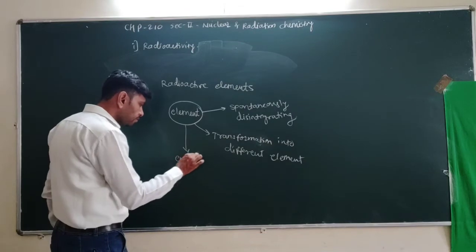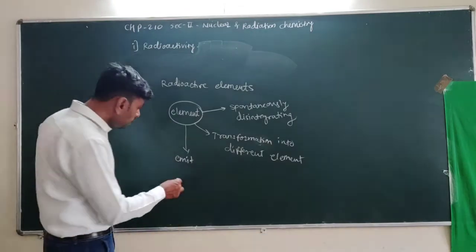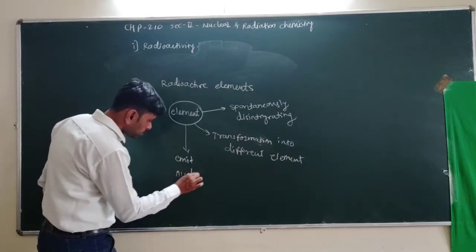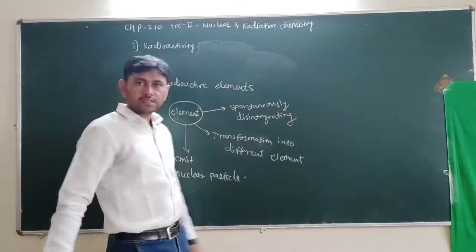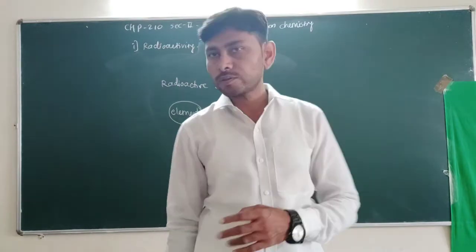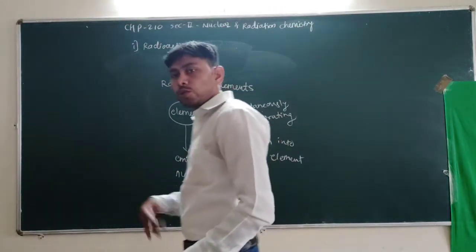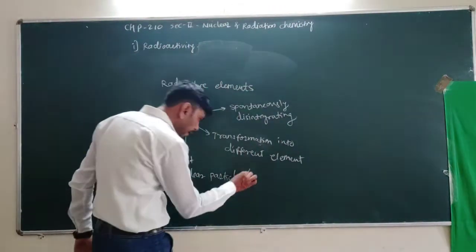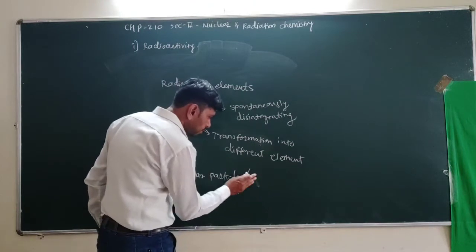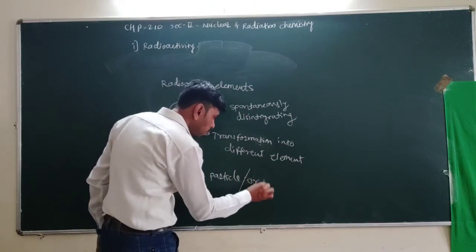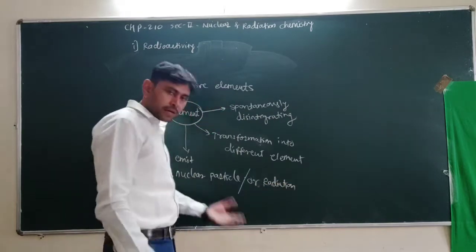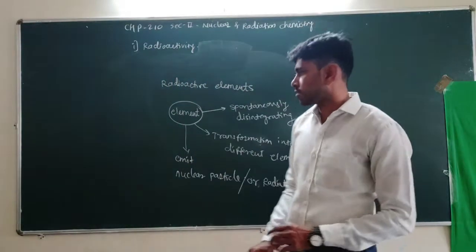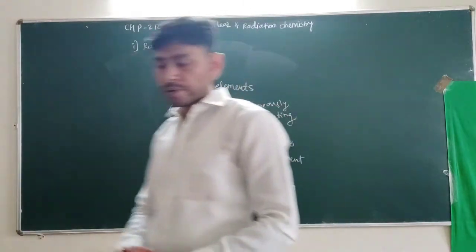What do they emit? They emit either nuclear particles. Which are nuclear particles? Major nuclear particles are proton and neutron. So in the process they emit nuclear particles, and sometimes radiation, or only one is there, either radiation or particle, or both are emitted in the process. So this is the definition of a radioactive element.